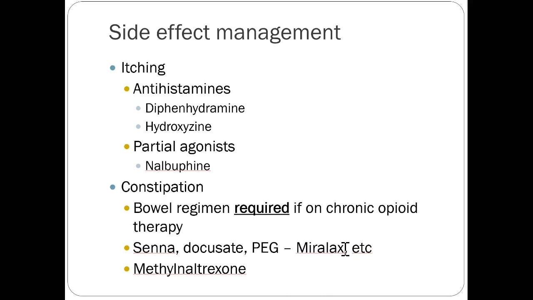Side effects. So the itching is a big one that comes up. A lot of times when people get prescribed something, they'll prescribe an antihistamine alongside it. Hydroxyzine is the most common one I see used, a little bit less sedating than diphenhydramine. Theoretically, either one would work, but most people get Vistaril or hydroxyzine. And then you've got the partial agonist, which could be used IV if you needed to do it. Constipation, bowel regimen required. We'll talk about these medications specifically. So don't worry about the bowel regimen for this exam with respect to the opioid-related bowel-affecting medications that I talked about already. So don't really worry about senna or docusate or PEG.